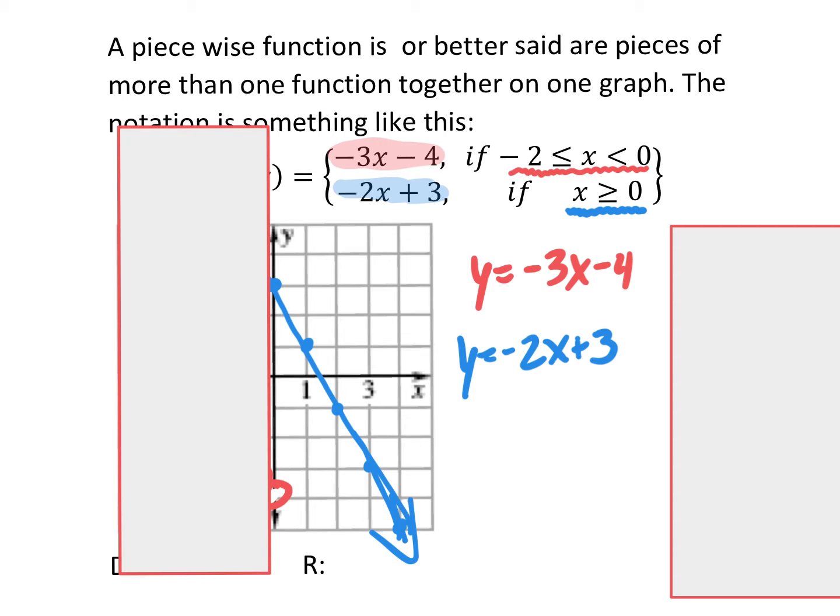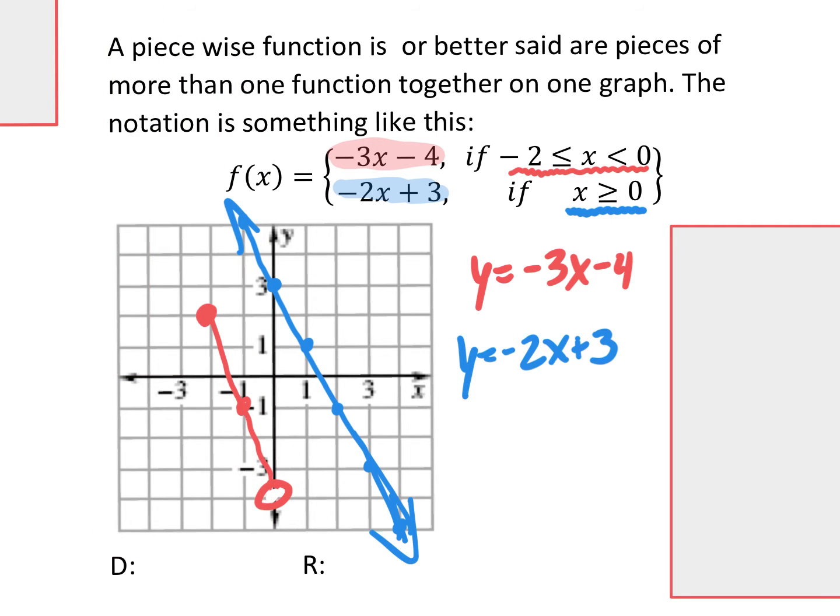In other words, you don't want to show this piece of the blue line. You only want to show this piece. And at the x value of 0, you want a solid dot. So solid dot, erase this part up here. That's what we're doing, we're erasing that part up there. And there's your graph. That's your piecewise function right there. It has two parts to it, two pieces to it.